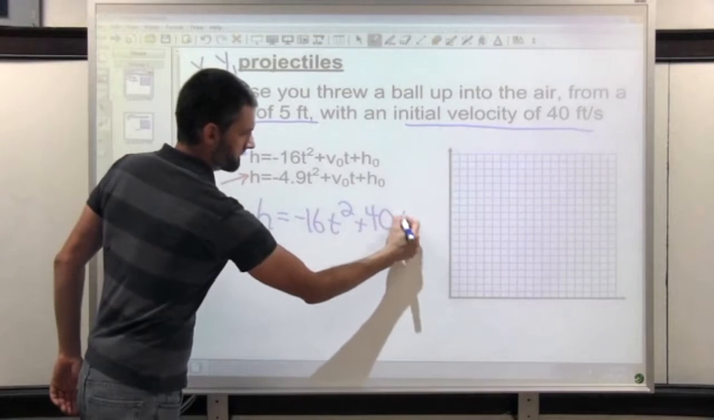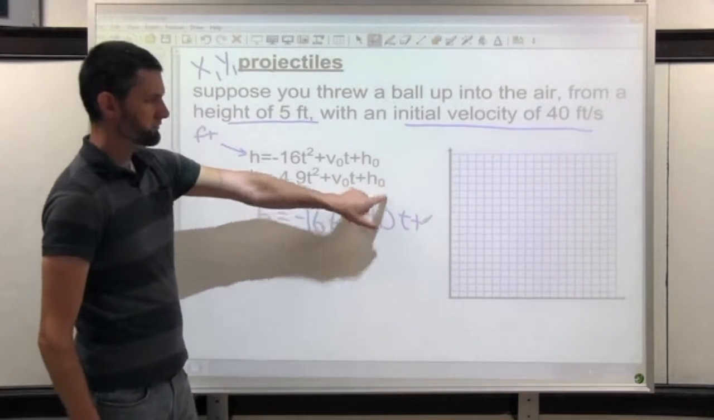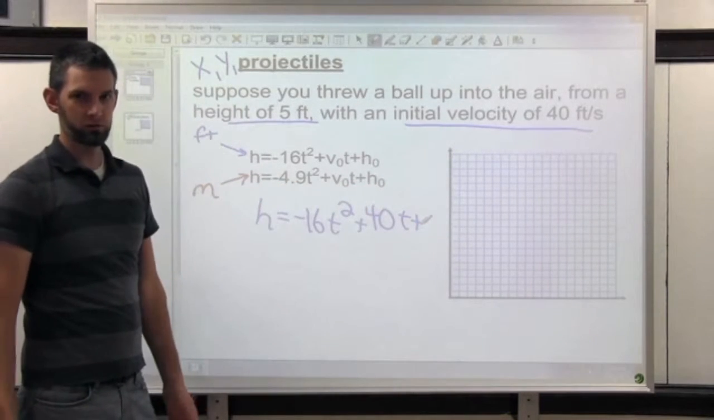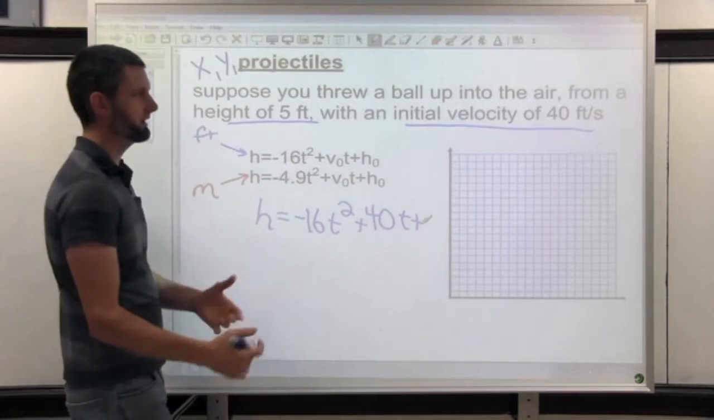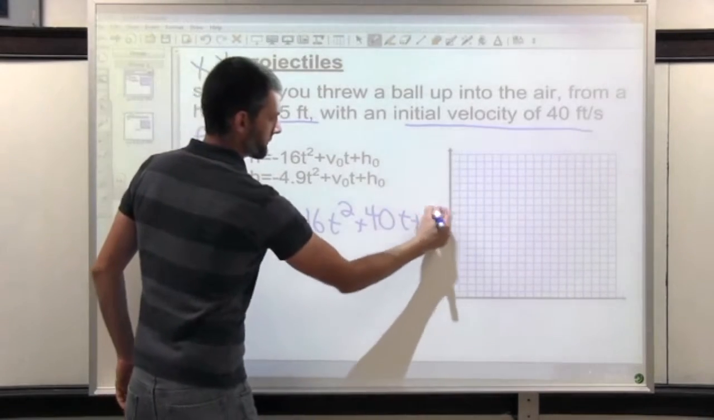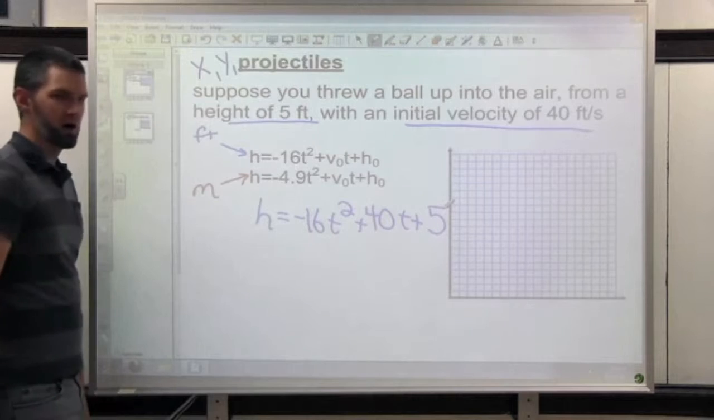Then we have another t, and then we have h sub 0. That means its height at 0 seconds. That's its initial height. So since we threw it from a height of 5 feet, that's a 5.